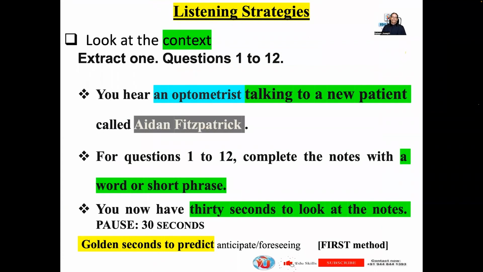Listening strategies: look at the Part A extract 1, questions 1 to 12. You hear an optometrist talking to a new patient called Aiden Fitzpatrick. For questions 1 to 12, complete the notes with a word or short phrase. You now have 30 seconds to look at the notes. As I said, those are the golden seconds to predict, anticipate or foresee, or use the first two steps of the first method.